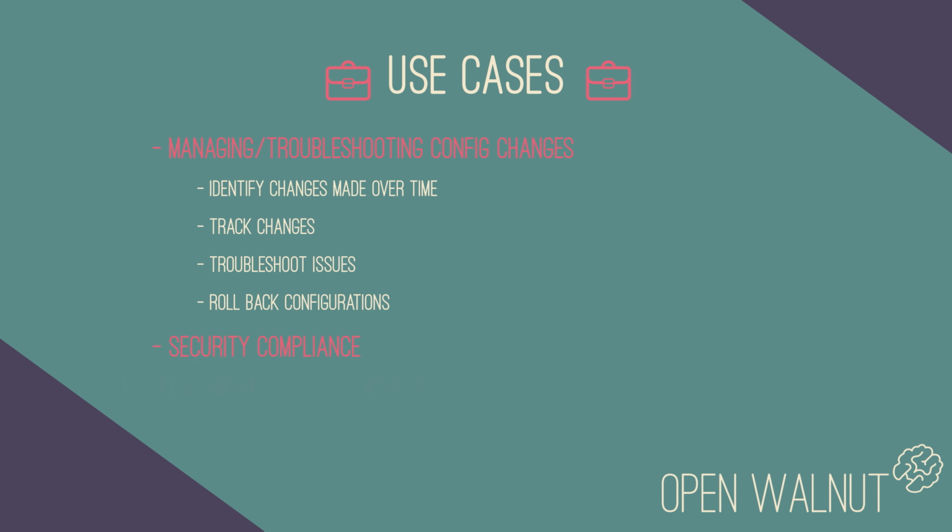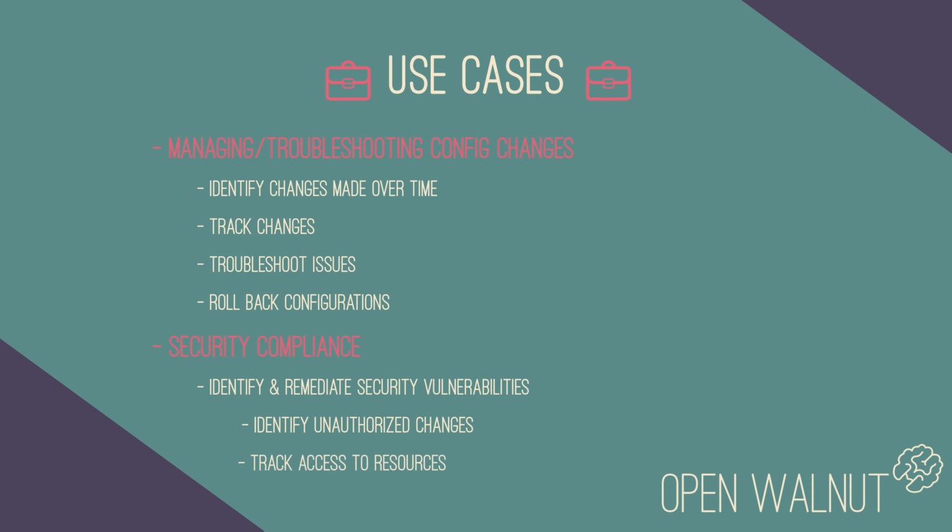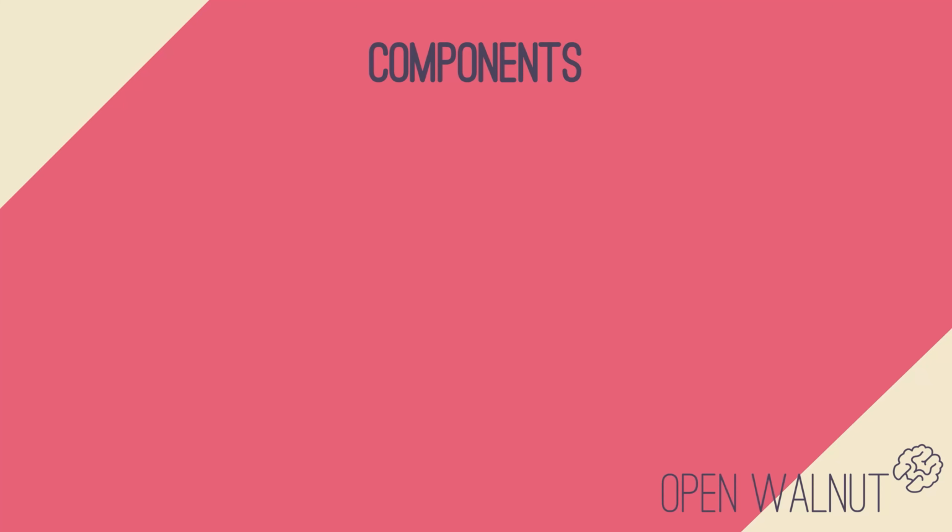Lastly, AWS Config is a great tool for security analysis. It can be used to identify and remediate security vulnerabilities in organizations' AWS infrastructure. By tracking changes to resources, AWS Config can help identify unauthorized changes, track access to resources, and provide alerts when changes are made to critical security configurations.